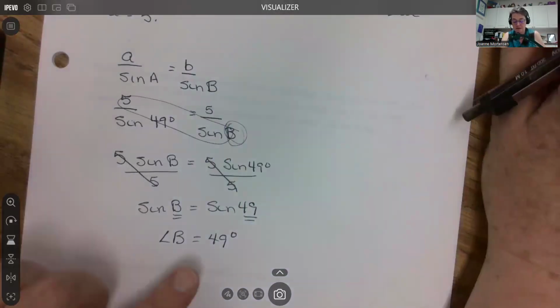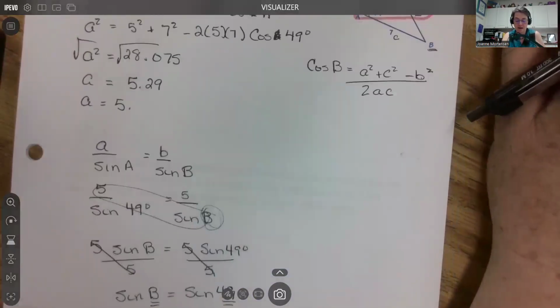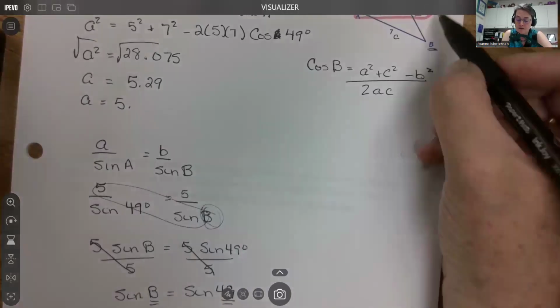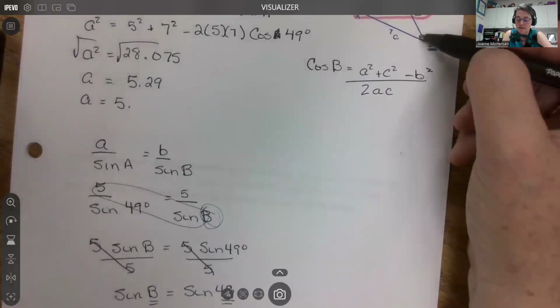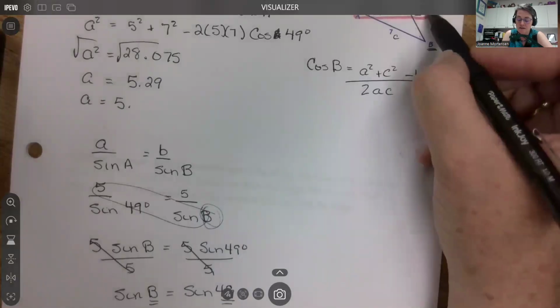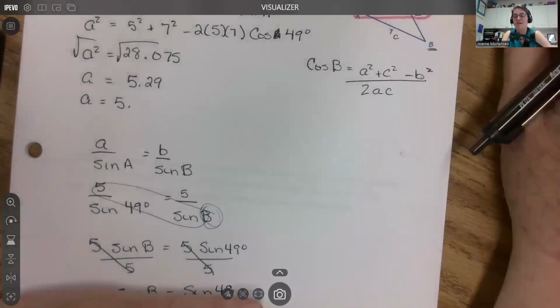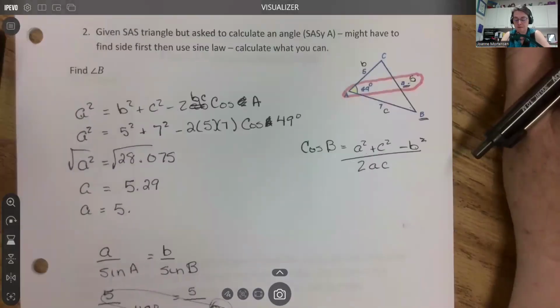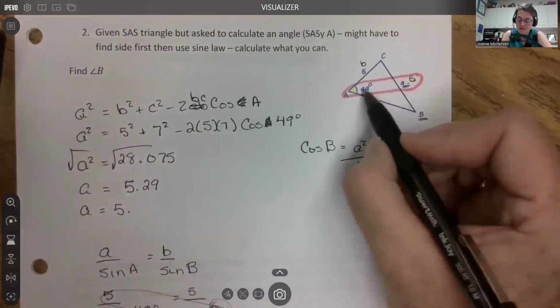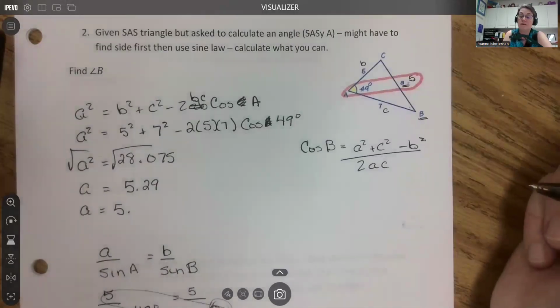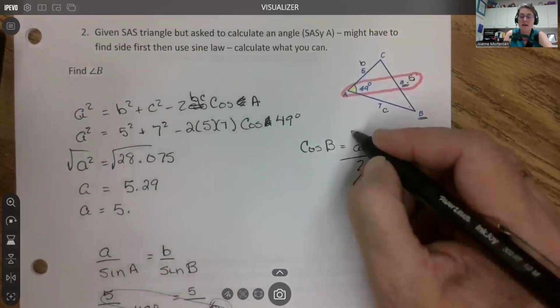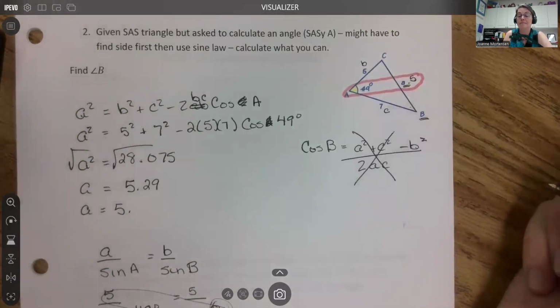So I really did know, as soon as this one turned out to be 5, that this one had to be 49 degrees, because if this side is 5 and this side is 5, oh, hold on. It'd help if you could see. If this side is 5 and this side is 5, then those two angles need to be the same. So it did work out to be 49 degrees. And apparently I thought I would need that, but I was completely wrong.